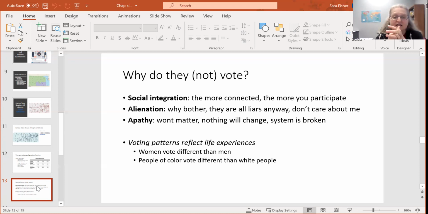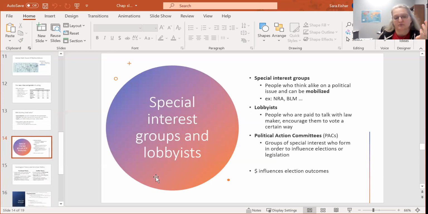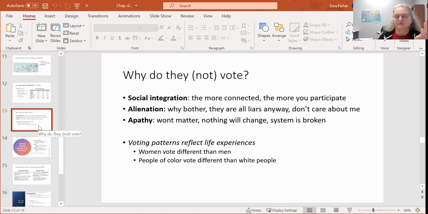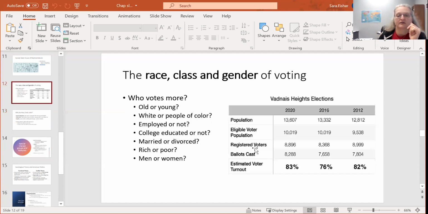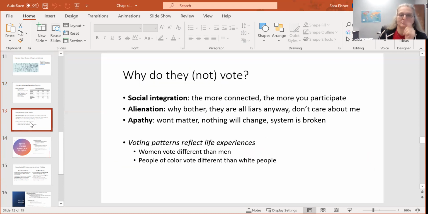Voting patterns reflect life experiences, and basically it says that women's patterns are different, right? Women are more likely to vote for candidates that support issues that are closer to women, and the same thing would be true for people of color, right? People of color are more likely to vote for candidates that they feel support their issues. So this is why groups work so hard to get their people registered to vote, because if we vote according to our social location, if you get folks from certain social locations registered to vote, they're more likely to participate, right? See how all of that's sort of connected.